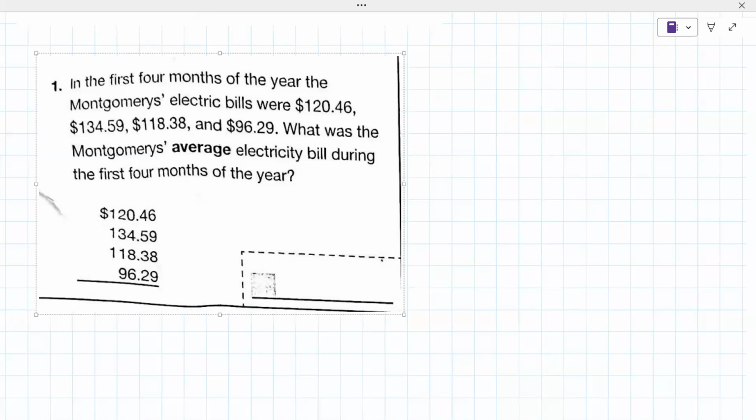Yeah, I'm ready. Okay. It says in the first 4 months of the year, the electric bills were $120.46, next number, next number, next number. What was the average electric bill during the first 4 months of the year? So you have to add up these four numbers. Could you add those up for us, please? Okay.